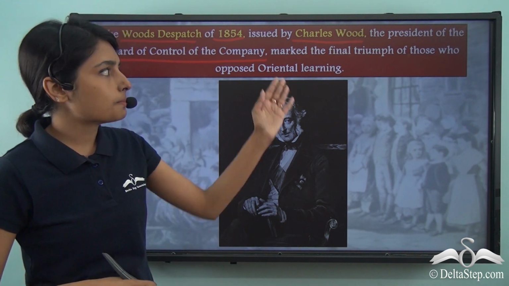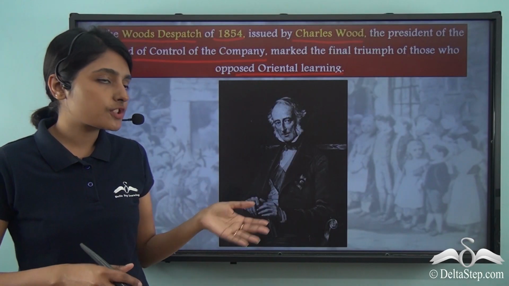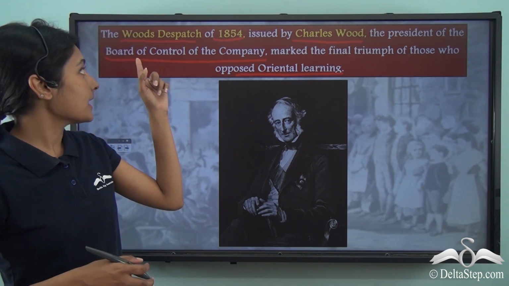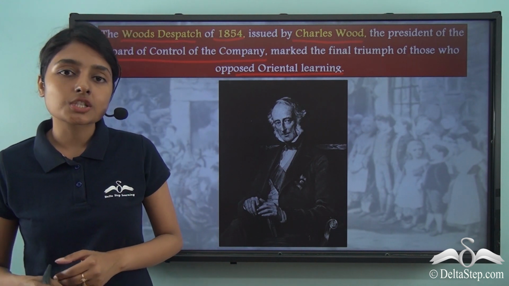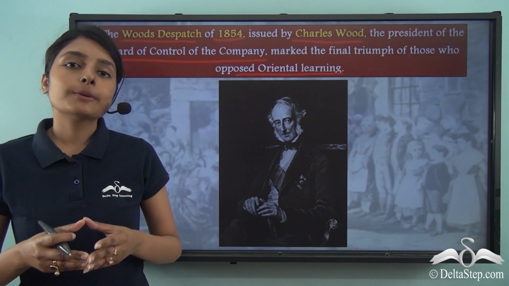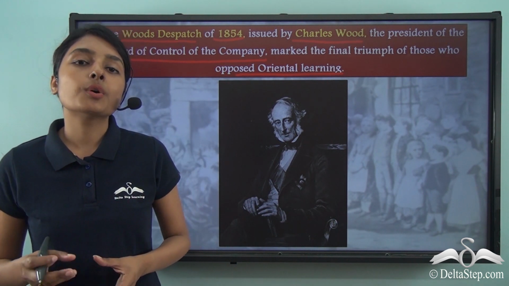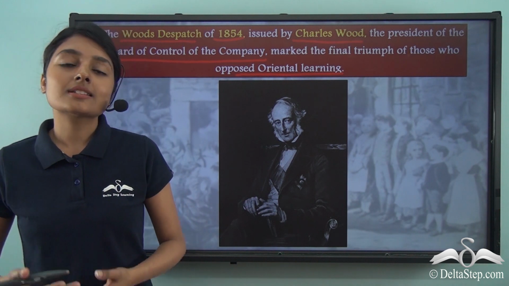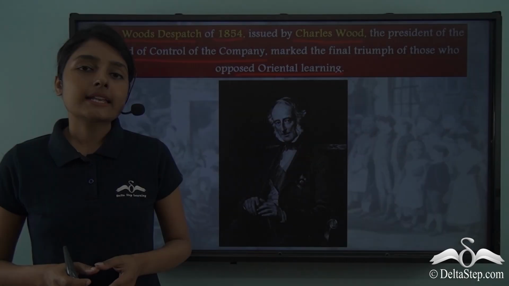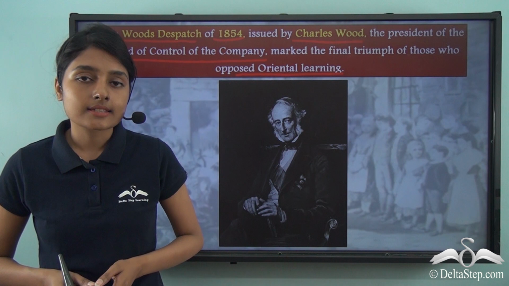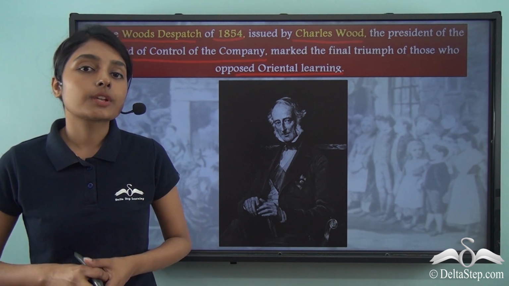Now this Wood's Dispatch marked the final triumph of those who opposed Oriental learning, because by this Wood's Dispatch, Charles Wood and this entire Board of Control of the British East India Company suggested a complete shift and transition to using English as the medium of instruction in the British East India Company. So all those Orientalists who had clamored for the spread of Oriental studies in the Indian subcontinent were almost defeated, so to speak. And the idea of the Anglicists, the idea that Western education should be spread among the Indian masses, now gained precedence.